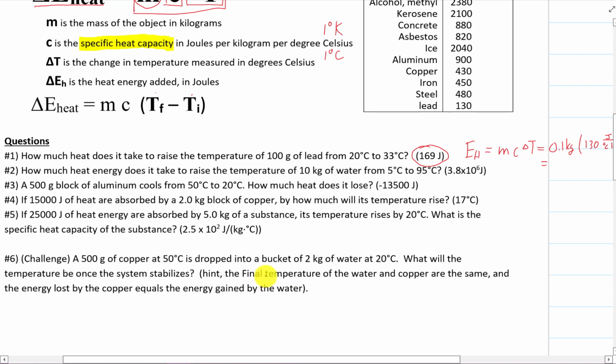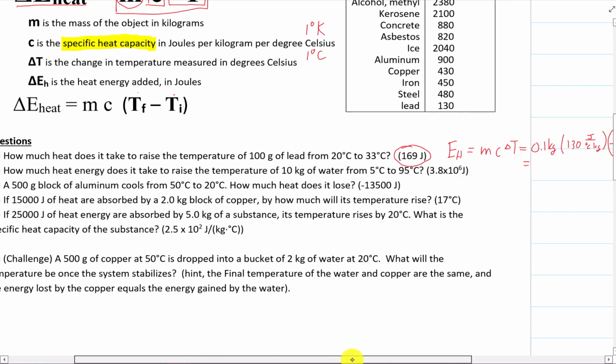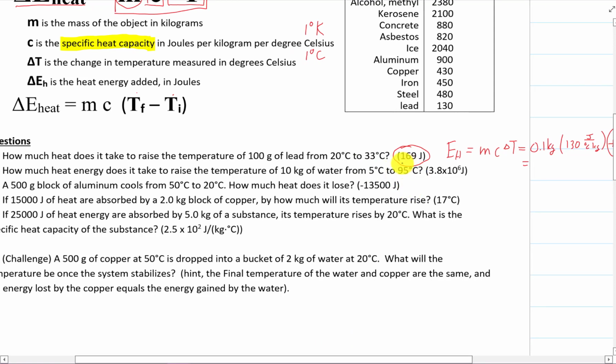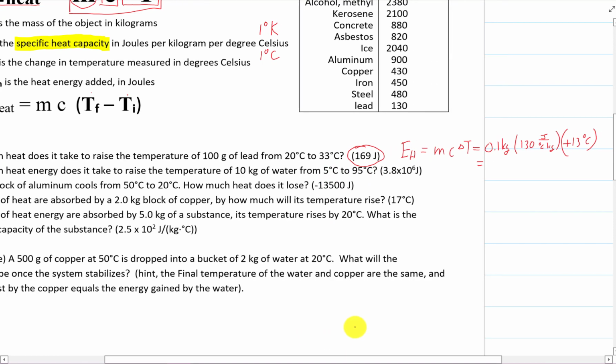Okay. Number 2, how much heat energy does it take to raise the temperature of 10 kilograms of water from 5 degrees Celsius to 95 degrees Celsius? So 5 degrees Celsius is just coming out of the fridge, right? It's pretty cold. Fridge is around 4 and stuff like that, maybe 3 degrees Celsius. And 95 degrees Celsius is close to boiling. So you're going to take 10 kilograms of water, which is about 10 liters, and you're going to raise the temperature of it from 5 to 95. How much energy does that take?